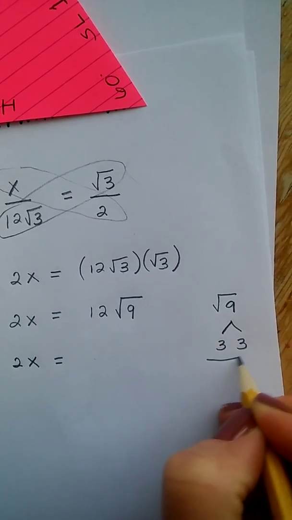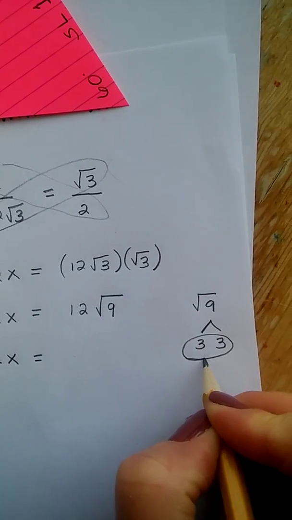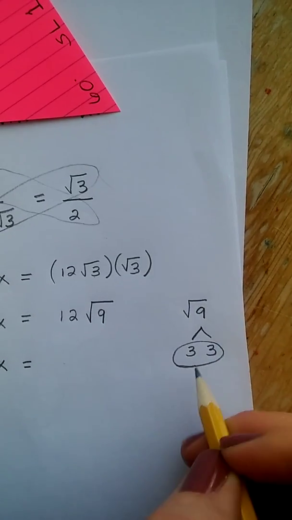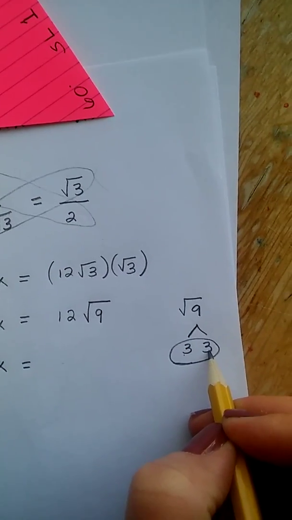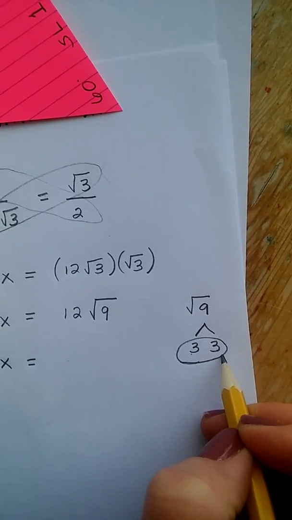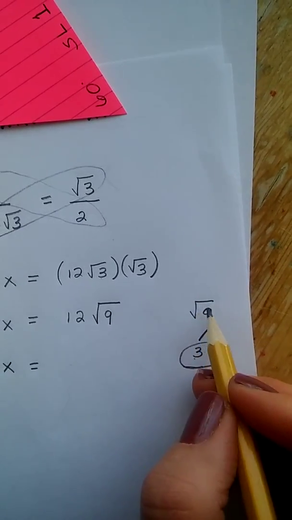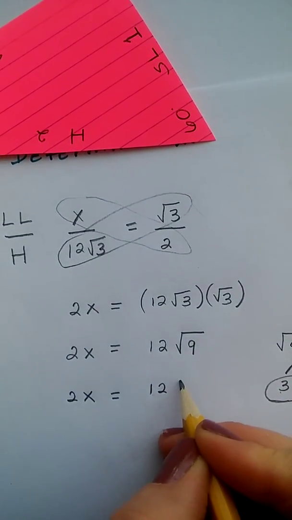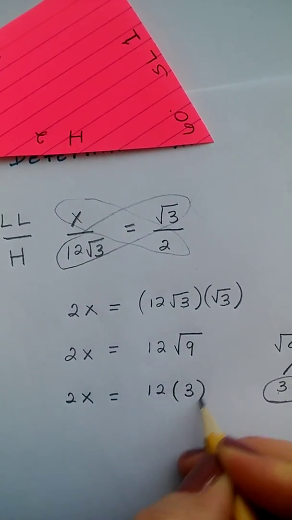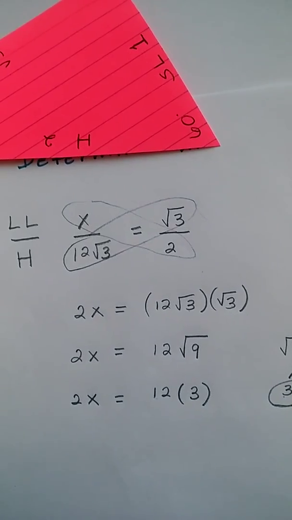Contains a set of 3's. Remember, a group of 2 means that you have an exponent of 2, and an exponent of 2 can undo the root. So over here, rather than have the square root of 9, we can change it to 3.